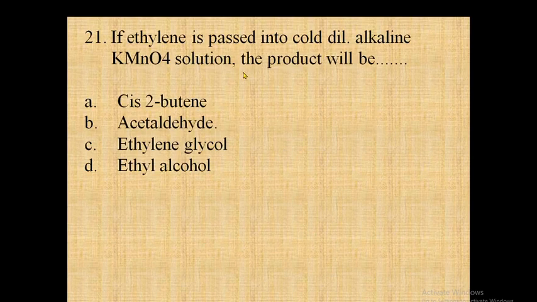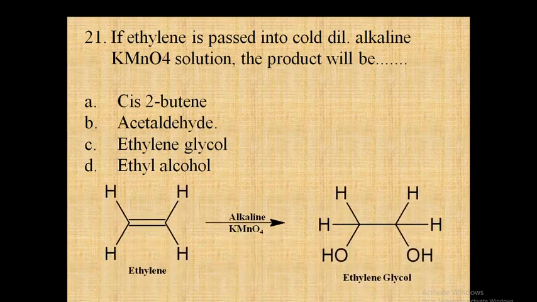If ethylene is passed into cold dilute alkaline KMnO4 solution, then the product will be cis-2-butene, acetaldehyde, ethylene glycol, or ethyl alcohol. This is the reaction. Ethylene on reaction with alkaline KMnO4 forms ethylene glycol. It is just a cis hydroxylation reaction, and you will get this 1,2-diol or ethylene glycol. So option C will be the correct answer.